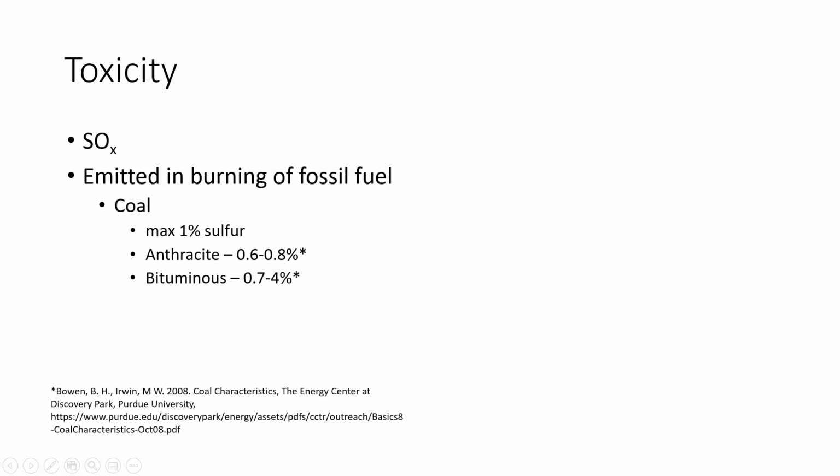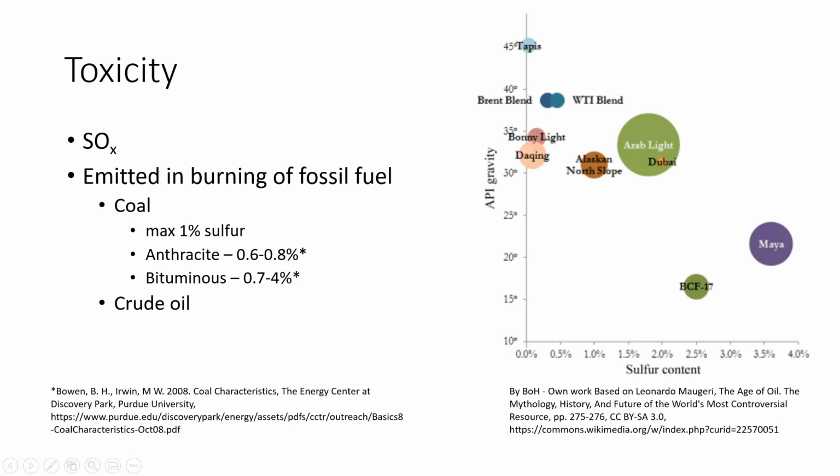In crude oil, this shows you the different types of sulfur. If you've got no sulfur in it, these are considered to be light, very important type of materials. You don't have to go through the process of removing the sulfur out. If you look at the Alaskan North Slope, you're looking at about 1%. If you're looking at Arab light material, you're looking at about 1.5%. This becomes important when we understand things about toxicity.